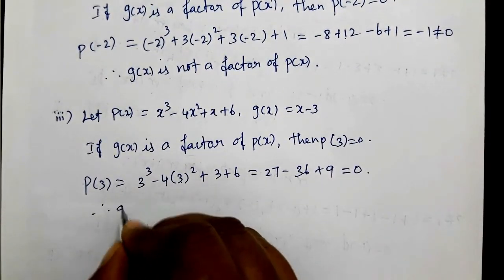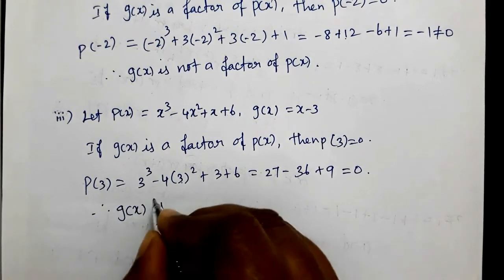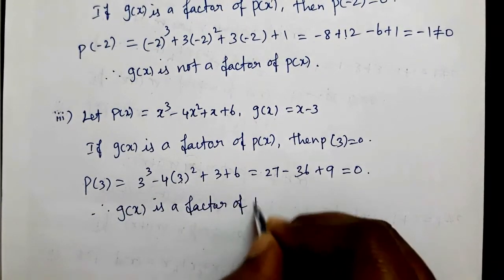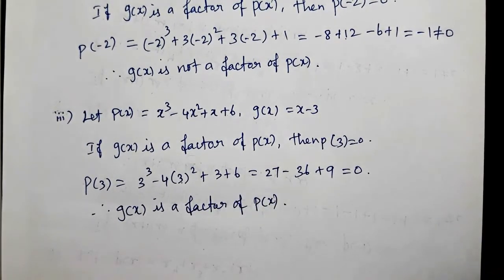Therefore g of x is a factor of p of x. That's all for the second Roman. Now move on to the next Roman.